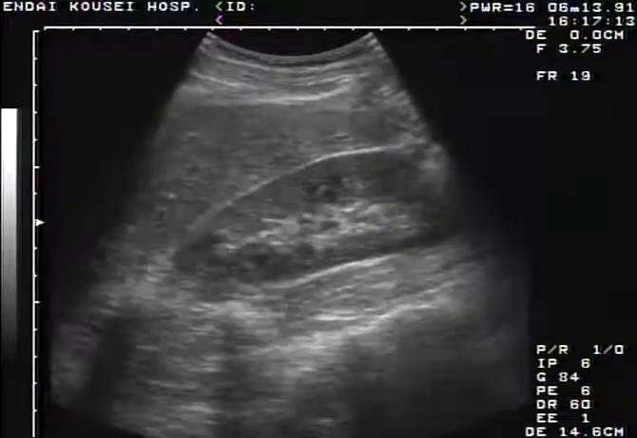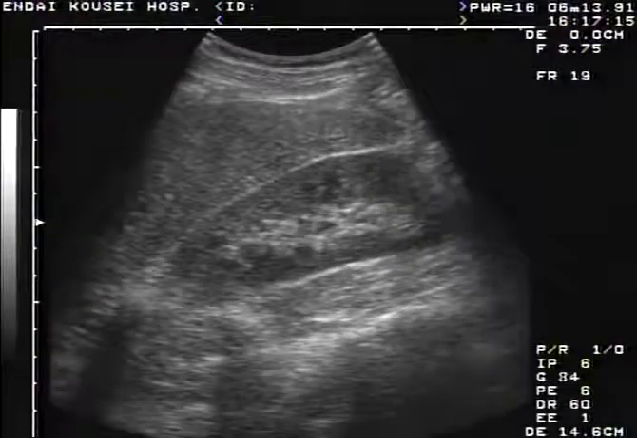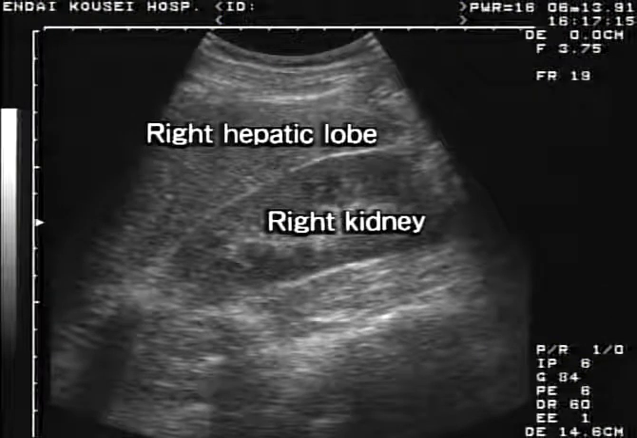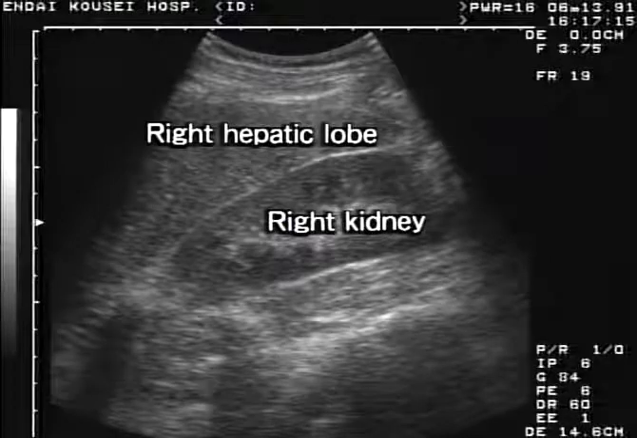Then, observe the right hepatic lobe and right kidney. This plane provides important information for evaluating the hepatorenal contrast or the presence of fluid in Morrison's pouch.